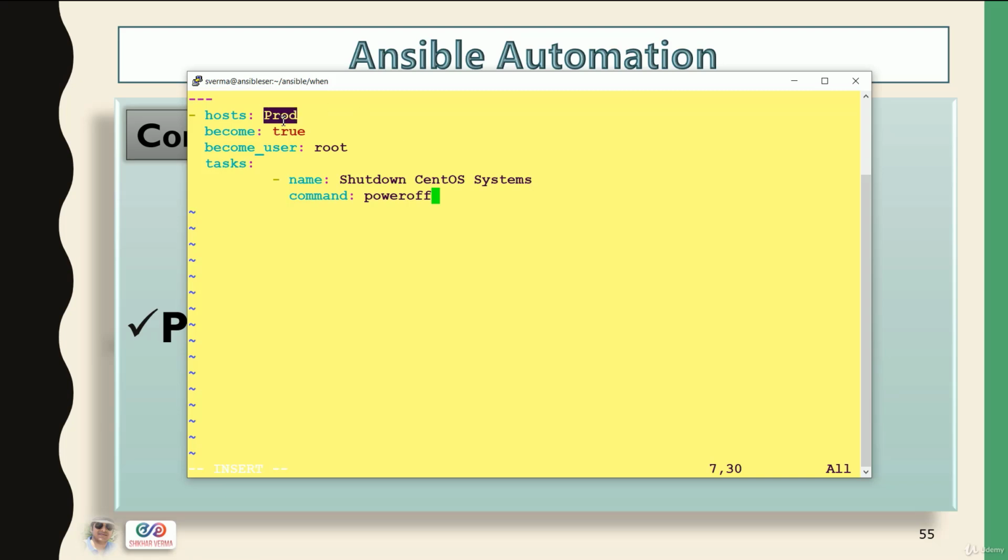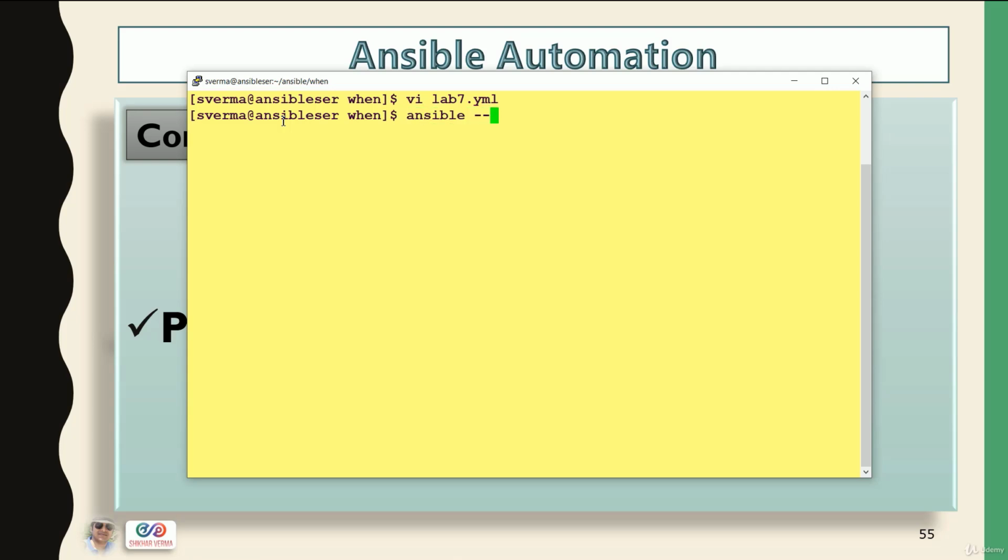My condition is that it should reboot only the CentOS systems. So here I'm going to use the condition, that is when, and the Ansible fact I'm using is ansible_os_family should be CentOS. So this is the condition I have. Let me save and come out. Let me show you what servers I have in the prod group. ansible --list-hosts prod. So 3 machines, that is client 2, client 3 and client 4.